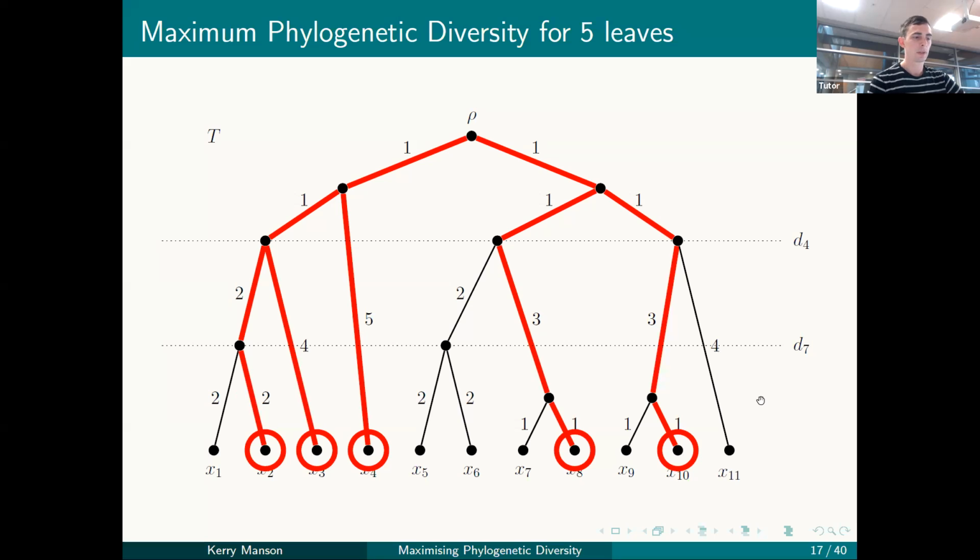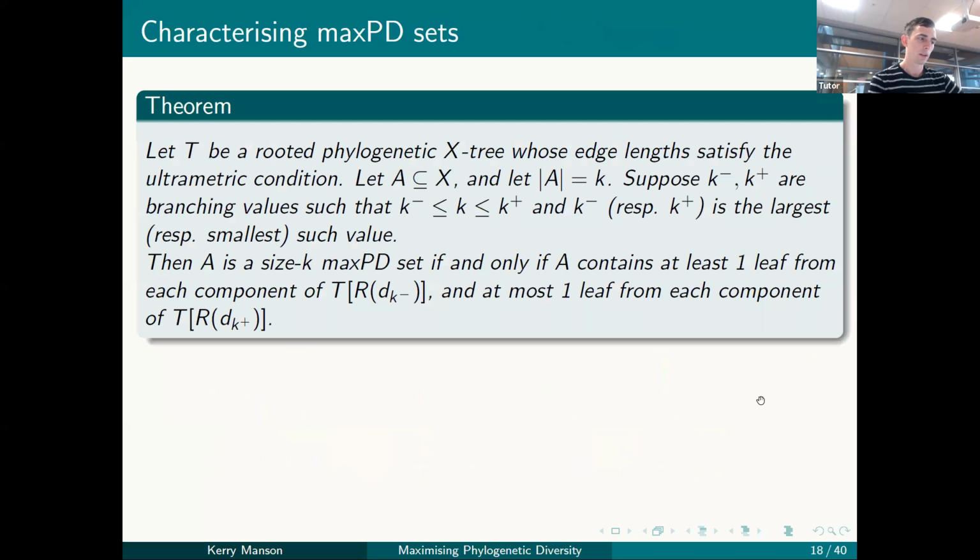And so these are nice observations, but we were able to show in our paper that they always hold. These conditions are not only necessary, but they are sufficient to describe sets which maximize a PD score.